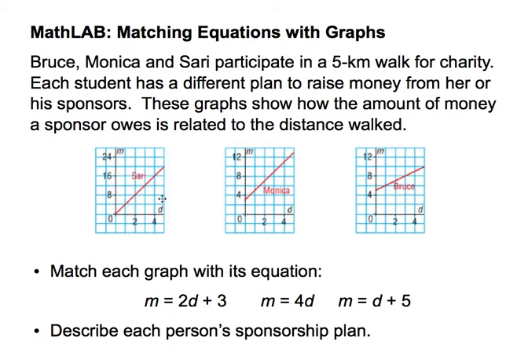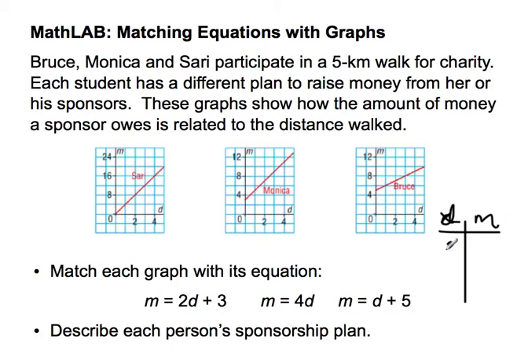Welcome back. So we have three different equations: m is equal to 4d, m is equal to d plus 5, and m is equal to 2d plus 3. Some of my students created a table of values chart. They went D, not X and Y. It's D and M because of our axes.